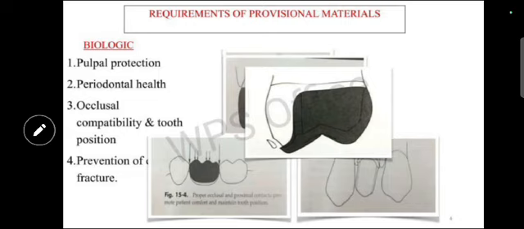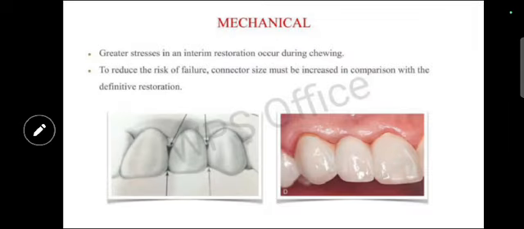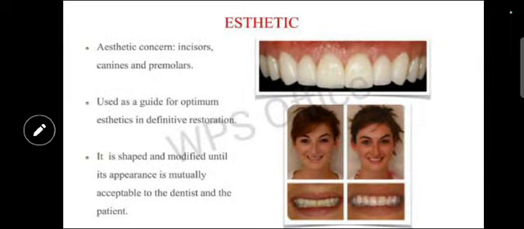Requirements of provisional materials. It should be biologically compatible: pulp protection, periodontal health, occlusal compatibility, prevention of fracture. Mechanically, greater stresses occur in interim restorations, so it must reduce the risk of failures.